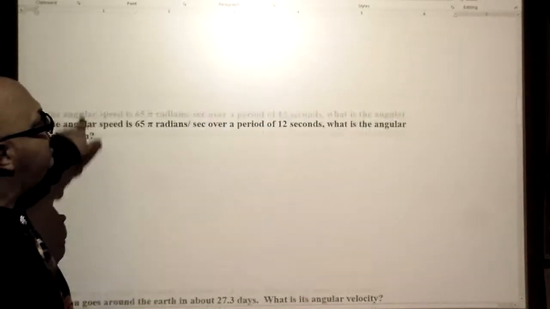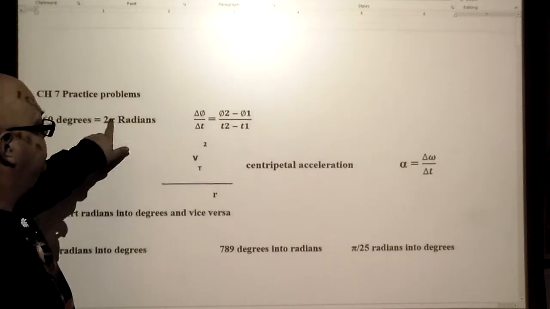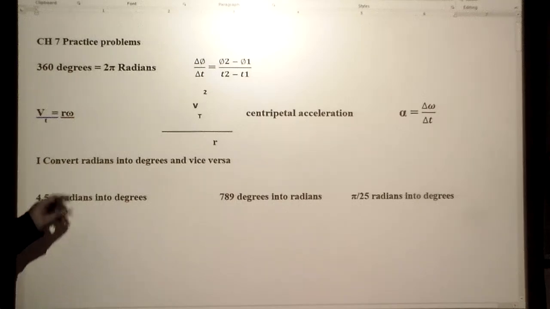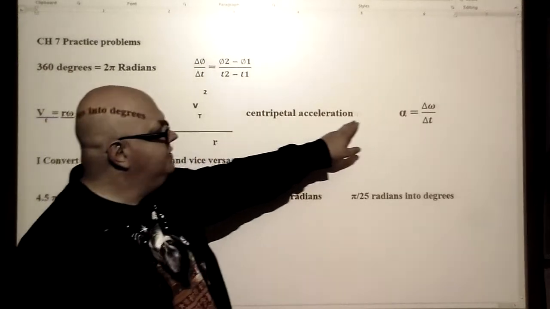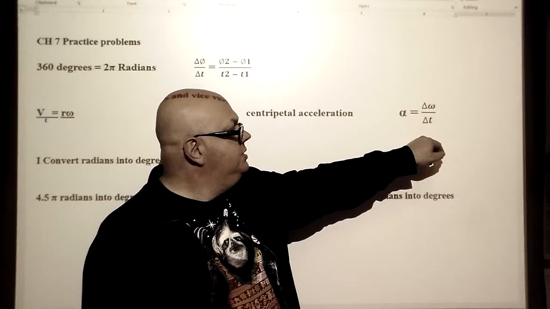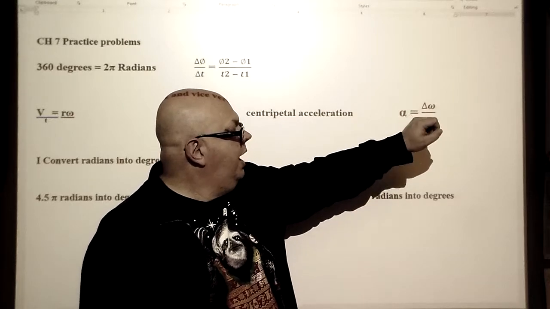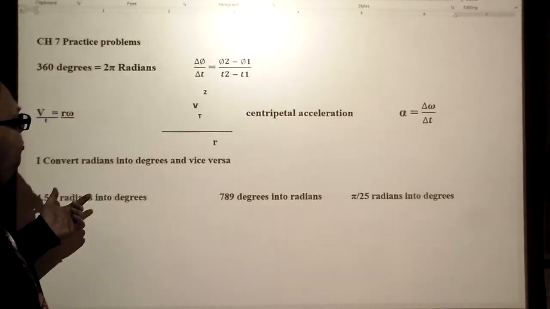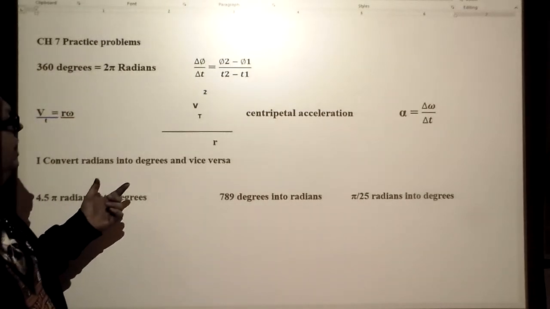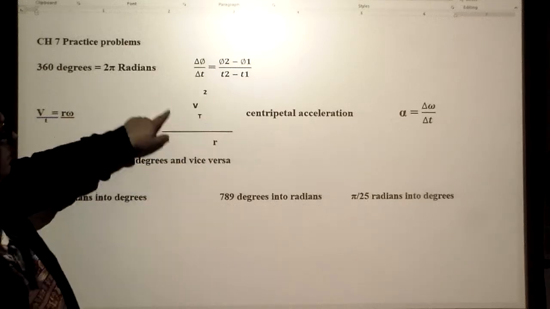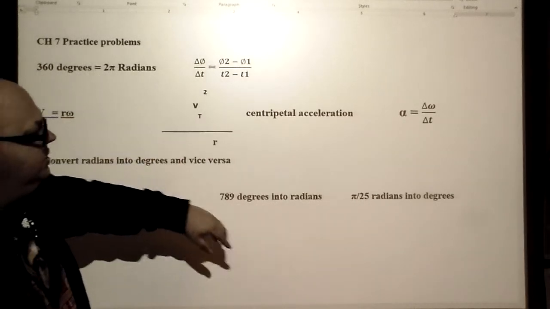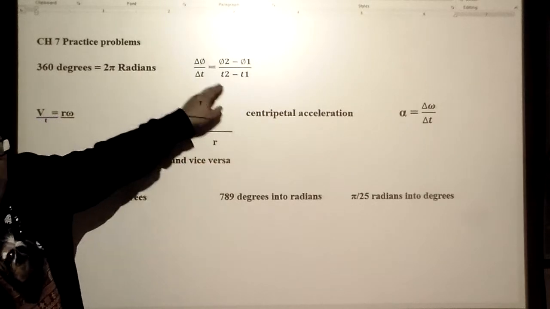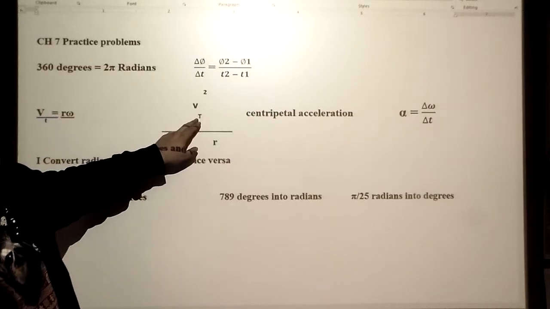First, let's see, do we have any important formulas that would be useful to us? Yeah, we do. We have centripetal acceleration, so here it is. The change in our angular speed over the change in time. We also have a radius term here, and that's our centripetal acceleration also. So that's angular acceleration. This is centripetal acceleration. This is the one we really want, because this is tangential velocity.